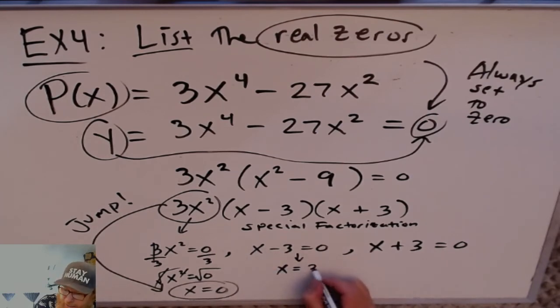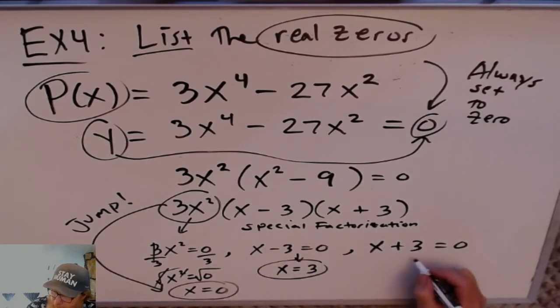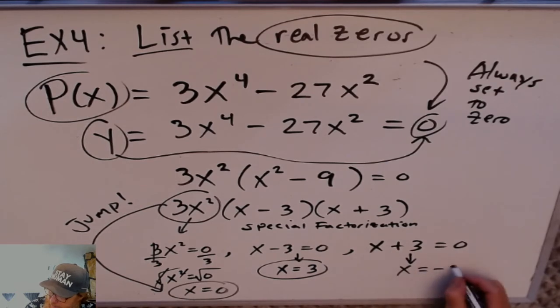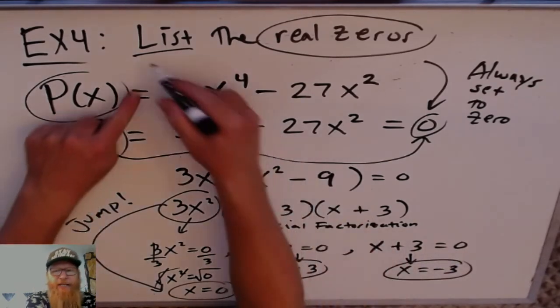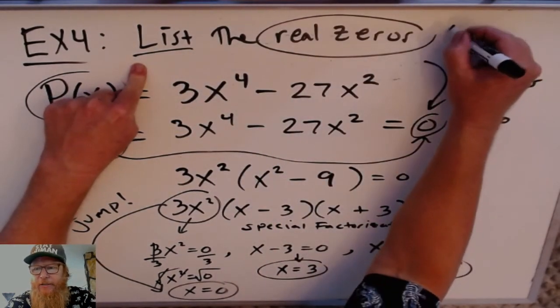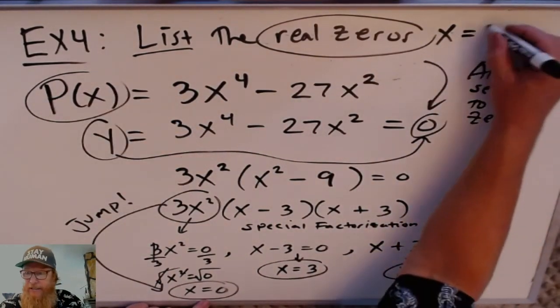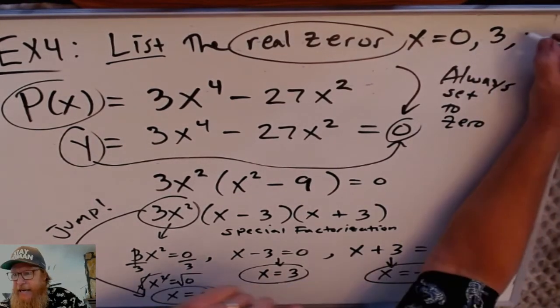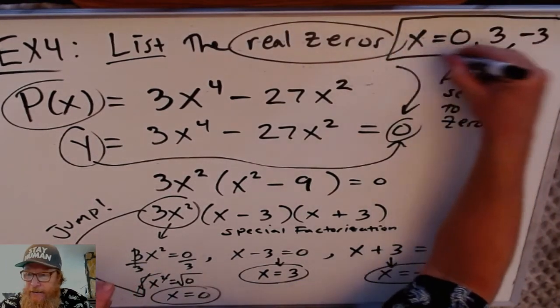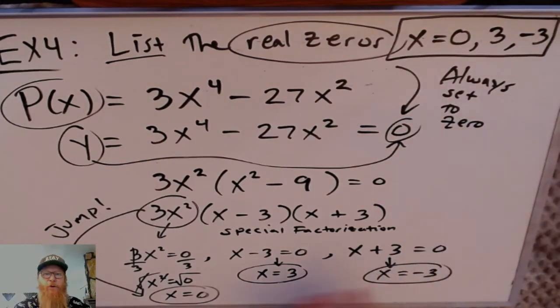x minus 3 becomes 3. x plus 3 becomes negative 3. All right. And so, list the real zeros. The answer is x equals 0, 3, and negative 3. Just list them all out. No parentheses, no brackets, no braces, none of that stuff.